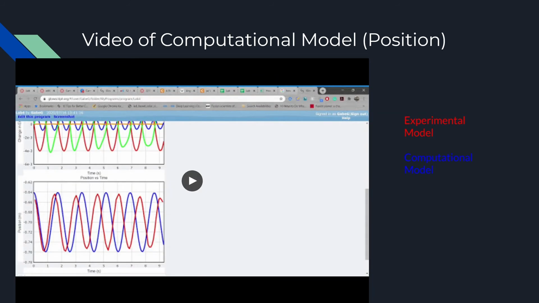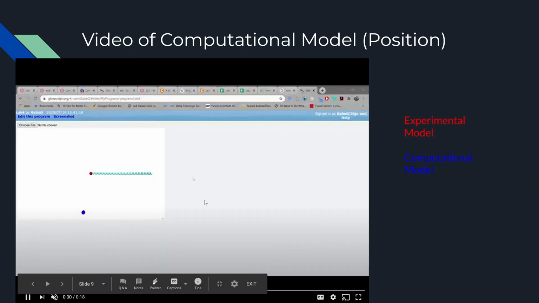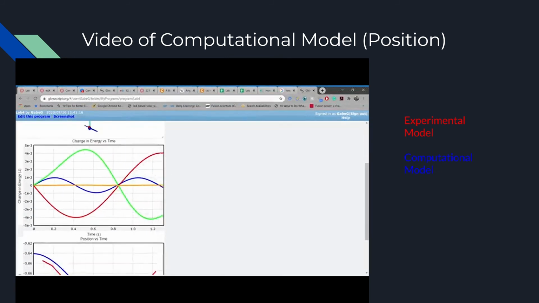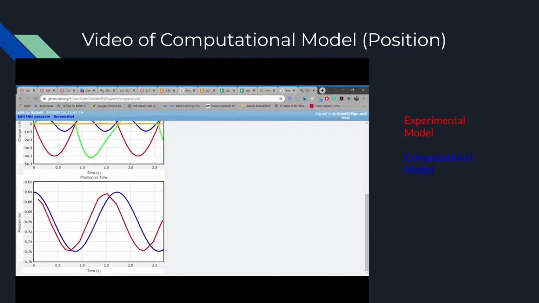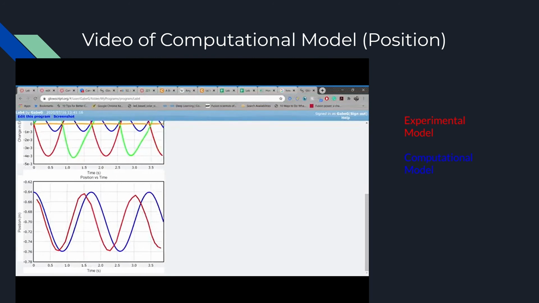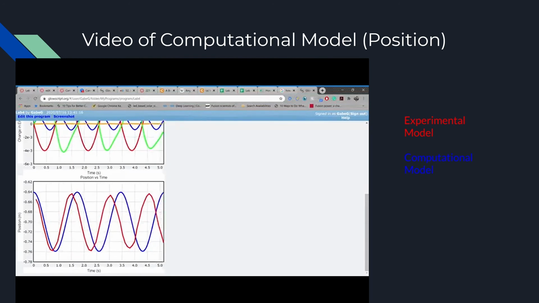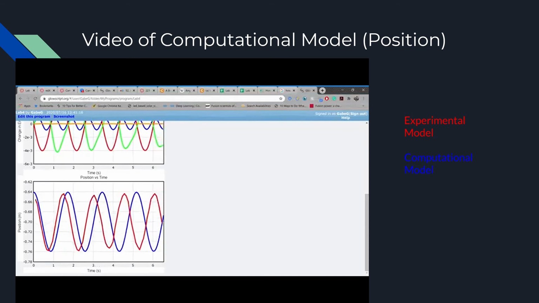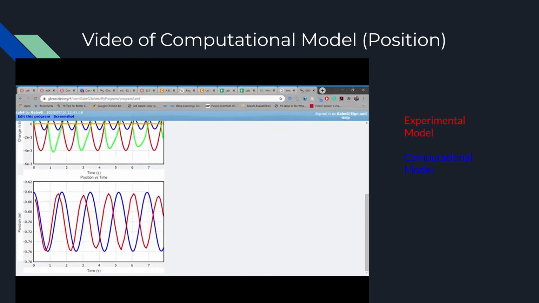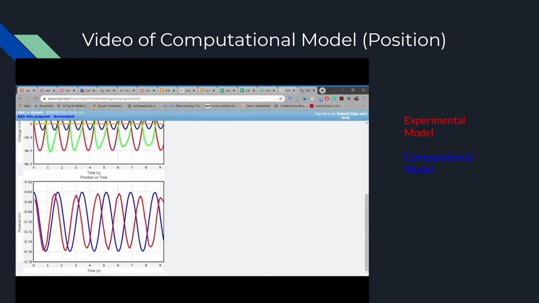So here's a video of my computational model for position. As you can see, the experimental model was red and the computational model was blue. And the experimental model seemed to have a little bit less amplitude and period of oscillation, and this can perhaps be attributed to not being a perfect system and there being friction involved, which is thus bleeding off the energy of the system.